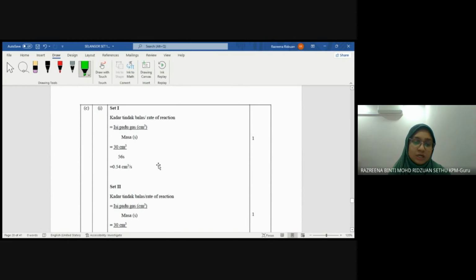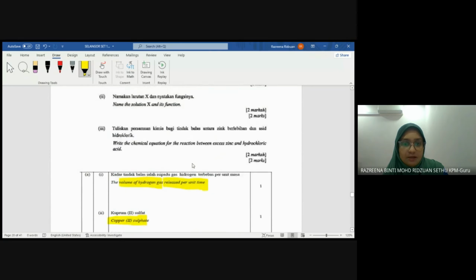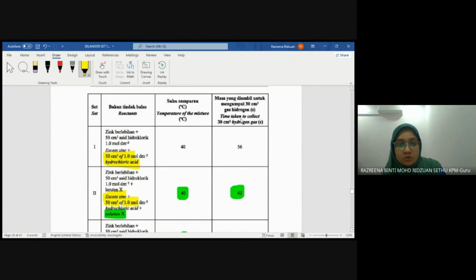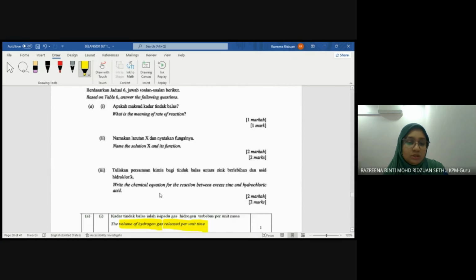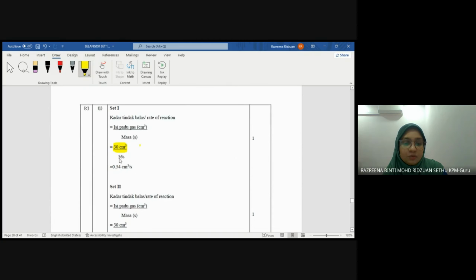All right, next is to calculate the average rate of reaction for set 1. Now you take 30 cm³. Where do we get this 30 cm³? Look back at the question. Let me scroll back to the question. See here, time taken to collect 30 cm³ of hydrogen gas. So the total gas released is 30 cm³, divided by the time. Set 1 takes 56 seconds.